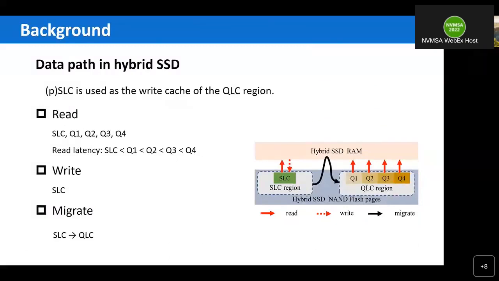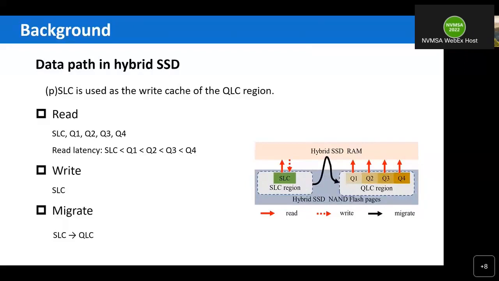First, read. The read path in hybrid SSD is complicated. It depends on the region where the page is located, and there are 5 different page types: SLC, Q1, Q2, Q3, and Q4. Among them, the SLC page has the best latency, while the Q4 has the worst latency. Second, write.